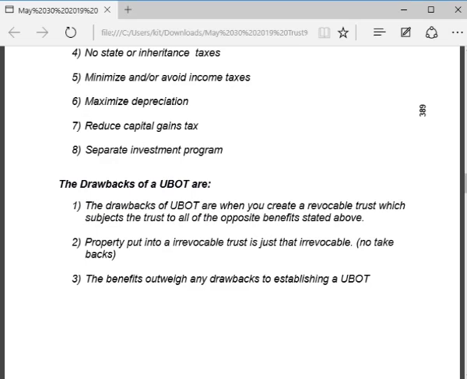The drawbacks of the UBOT are: 1. When you create a revocable trust, which subjects the trust to all the opposite of the benefits stated above. 2. Property put into an irrevocable trust is just that, irrevocable. No takebacks. 3. The benefits outweigh any drawbacks to establishing a UBOT.